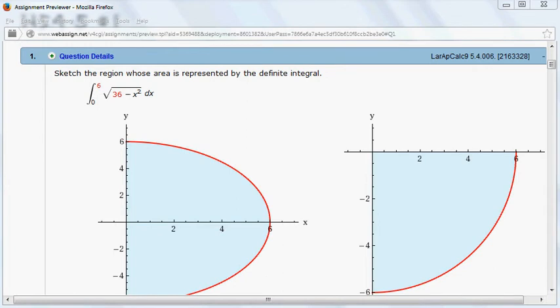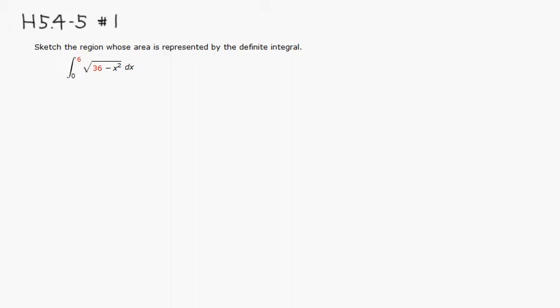Alright, let's look at homework 5.4, 5.5, problem number 1. We want to find the region which is represented by this definite integral. So let's do that. First we have to know what this looks like.